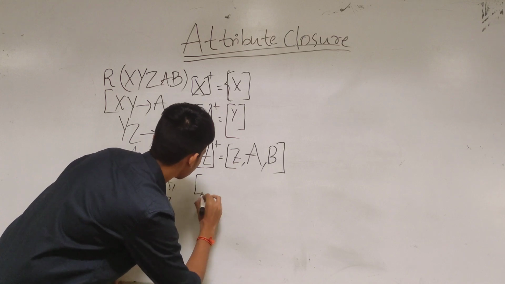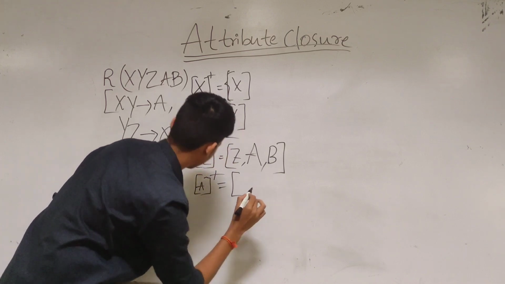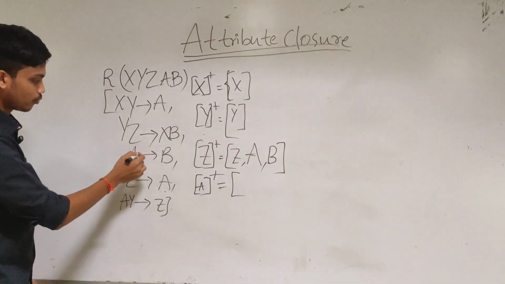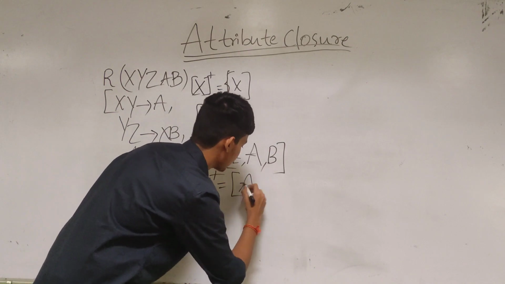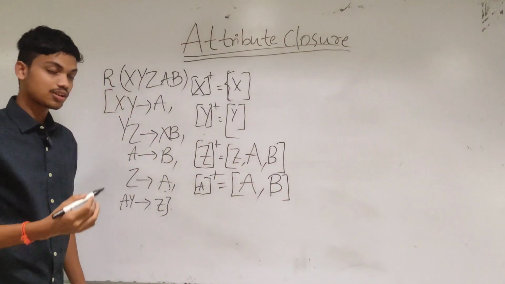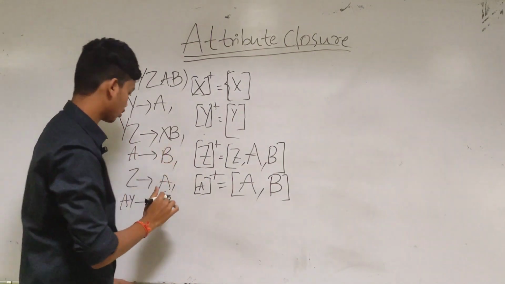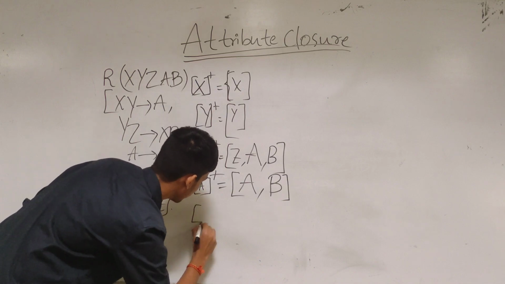Now the A closure. With A, what can we derive? We can derive A as well as B. Can we derive something else from here? No, nothing else can be derived. Now we need to do the B closure.